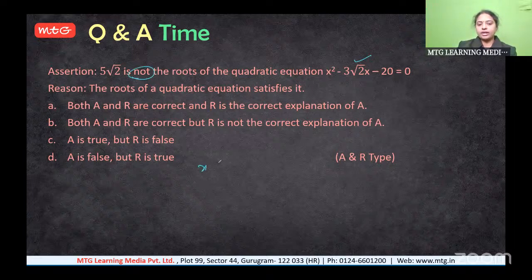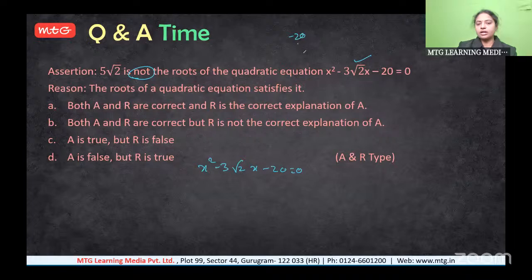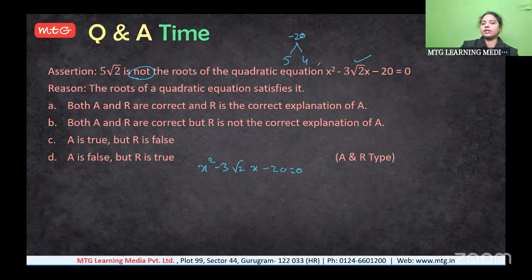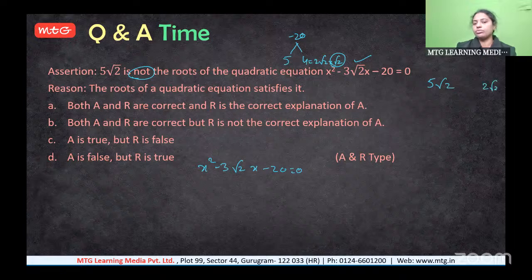So x square minus 3 root 2x minus 20 equals to 0. Now when I split minus 20, I'll get 5 and 4. But there is no root 2 anywhere in it. I cannot reduce 5 to root 2 form, so let me reduce 4. How can we write 4 in root 2 form? This 4, I can write as 2 root 2 into root 2. Now this root 2, I split with the 5. Because 5 root 2 and 2 root 2 are my 2 roots.